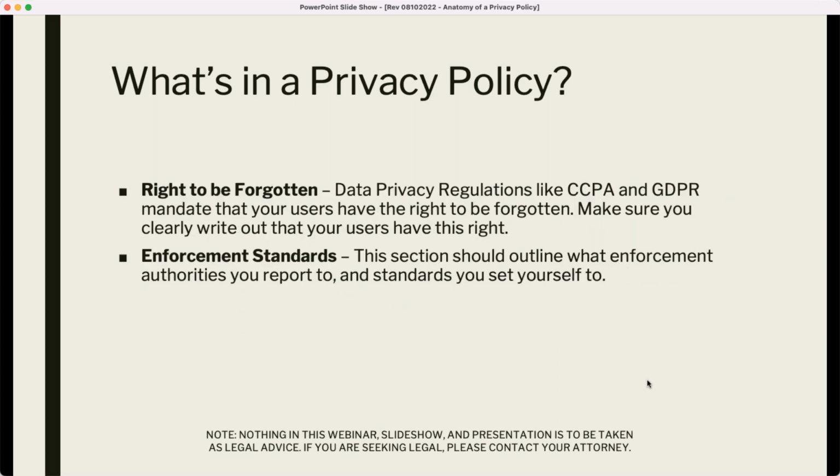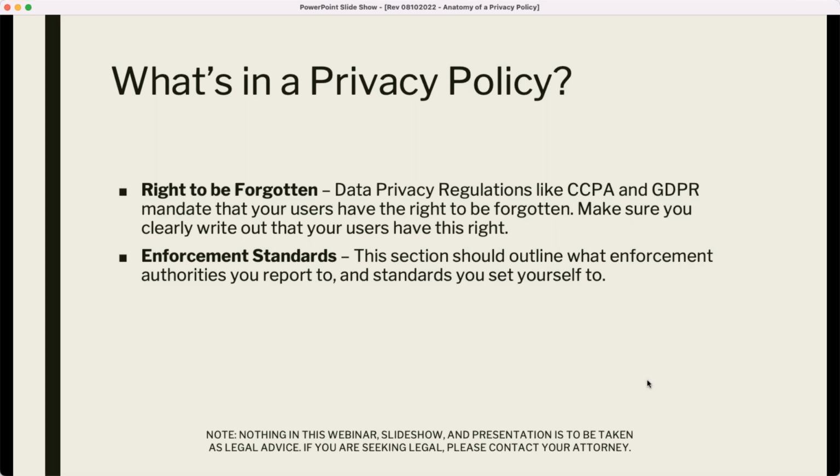That goes into the next thing, the right to be forgotten. Data privacy regulations like the California Consumer Privacy Act, the General Data Protection Regulation of the European Union, and the Virginia law that's coming out mandate that your users have the right to be forgotten. Make sure you clearly write that out, that your users have this right.